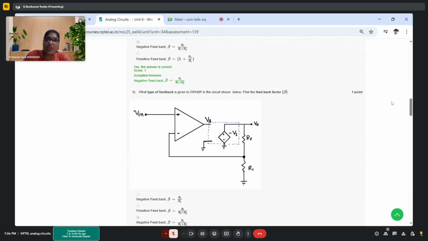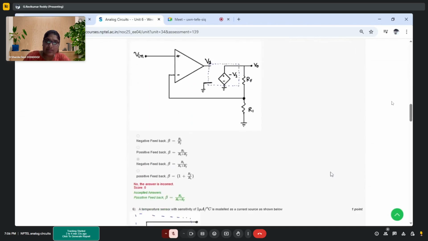So what is the doubt in this? What type of feedback is this by looking at the circuit? Output is connected back to the negative terminal. Am I correct, ma'am? Yes. So negative feedback is present, right? Correct. And feedback factor is R1 divided by R1 plus RF. Am I correct? Yes. But they have given positive feedback as the answer. How come it is a positive feedback? I don't know, ma'am. That's why I'm asking.